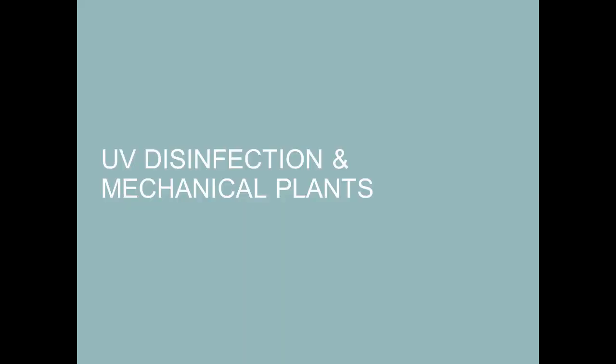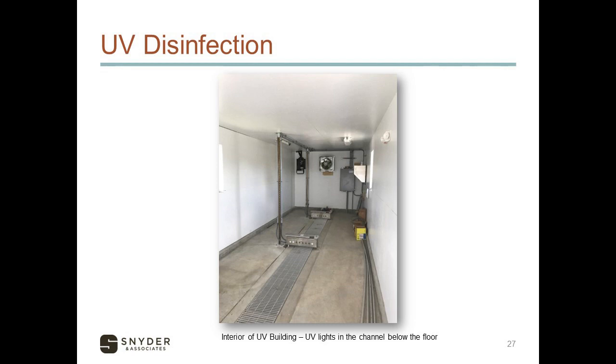So in many of these higher level systems, UV disinfection is required by DNR. This is one example of what a UV building may look like. In this particular example, the water flows through a channel in the floor. That channel is formed into the concrete. And then we hang the UV lights in that channel. You can see the control box for the UV lights above the floor, but the lights themselves are down underneath the grid, so we don't see those in this photo.